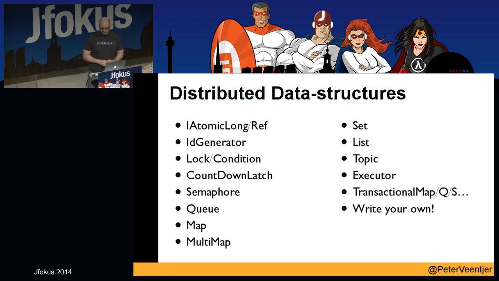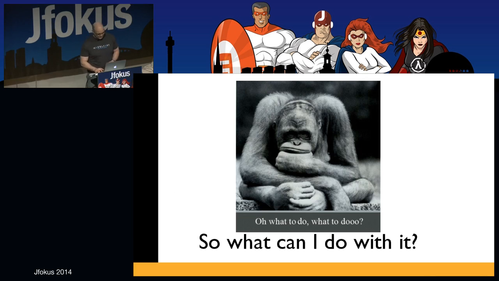We provide out of the box a whole bunch of distributed data structures. They're like the atomic long and atomic reference, ID generators, locks and conditions, countdown latches. The most important one is the map. It's the most used data structure. You also have an executor, which I will explain during the presentation, and transactional data structures. And the cool thing is with Hazelcast 3, you can even create your own distributed data structures, but I will get back to that at the end of the presentation.